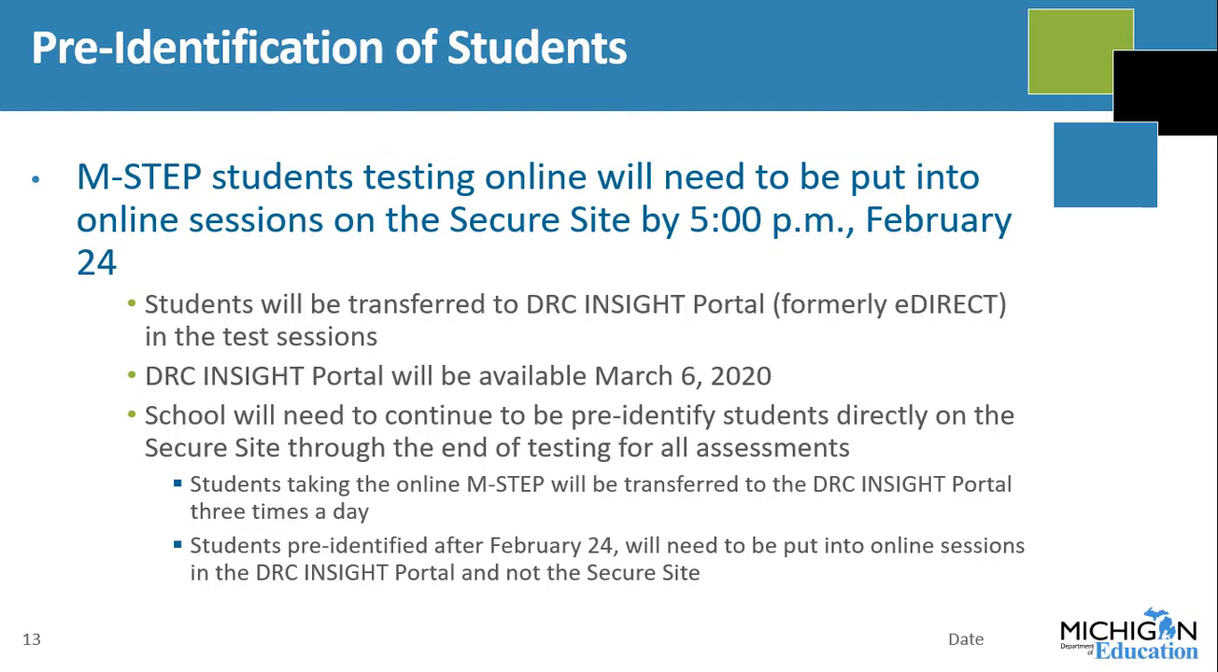Schools will need to continue to pre-identify students directly on the secure site through the end of testing. Students taking the online M-Step will be transferred to the DRC Insight Portal 3 times a day after the initial transfer. New students pre-identified after February 24th, once transferred into the DRC Insight Portal, schools will need to put into an online session in the DRC Insight Portal.